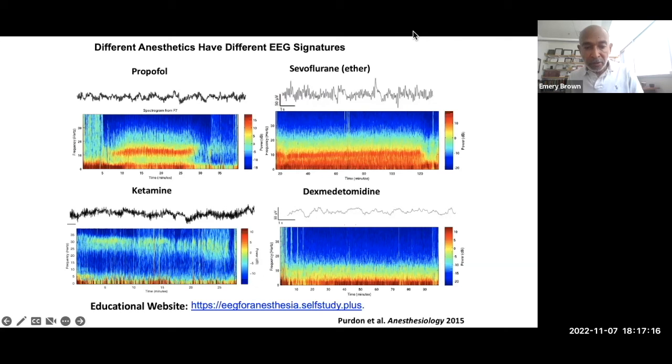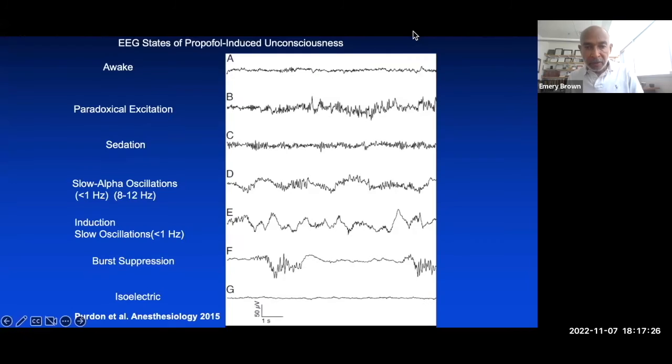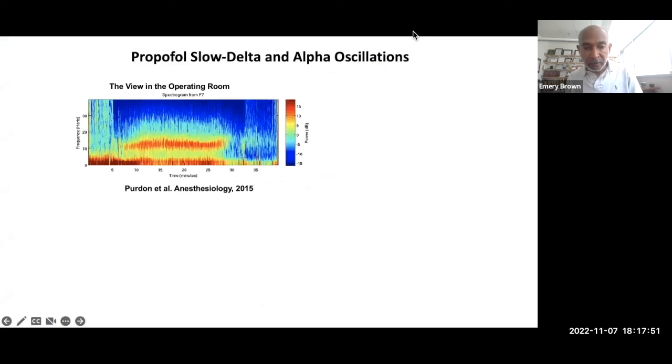So let's talk about propofol and its slow oscillations. These are the patterns that you see with propofol as you give increasing doses of propofol, going from a low amplitude, high frequency oscillation down to a large amplitude, low frequency oscillation, slow oscillations, burst suppression, and then to an isoelectric state. What I want to talk about are these slow oscillations for propofol. How do they come about? So if you're in the operating room, you see this: the slow delta oscillations, and the alpha oscillations here.